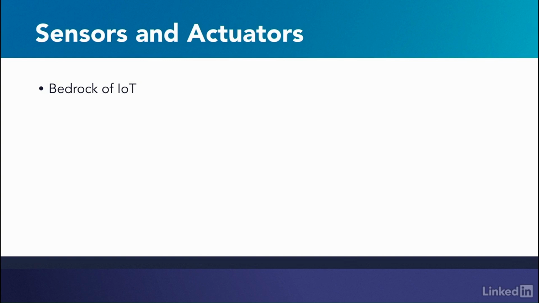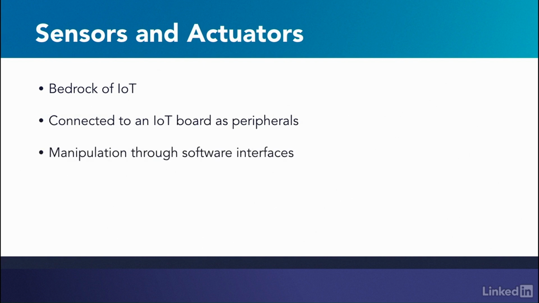as the bedrock of IoT. Sensing or actuation is considered as the basic capabilities of an IoT device. Sensors and actuators can be viewed as typical peripherals extended from your processors or microcontrollers, where they can be manipulated through the software interfaces. They can be physically connected to your IoT device through some standard hardware interfaces such as general-purpose input-output ports, buses, and the serial communication ports.